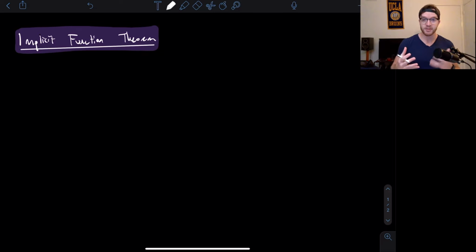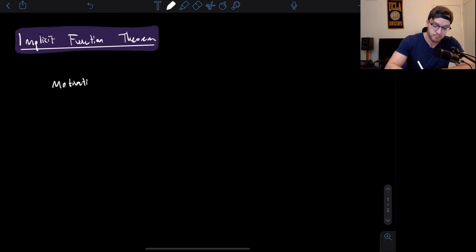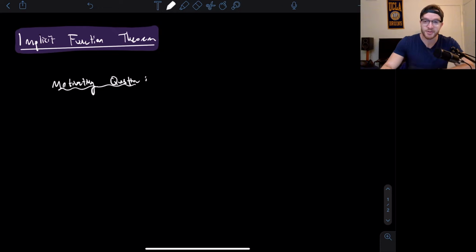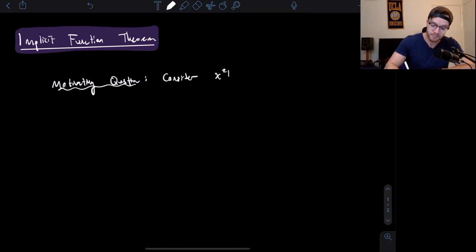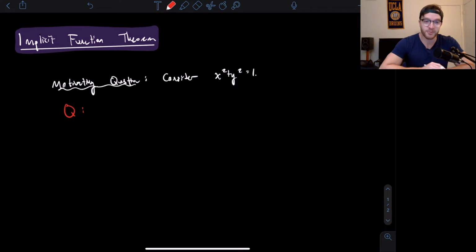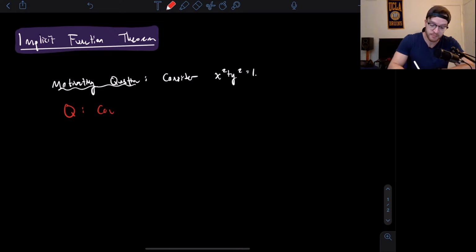Okay, because the statement of the implicit function theorem is pretty complicated, we're going to have a big buildup. I need to give you some motivation. So I want to start off with a very simple motivating question. This is to consider the equation x squared plus y squared equals 1. My question, which is a question that we've thought about for a long time in math, way back to high school or middle school or whatever, can you solve for y as a function of x?